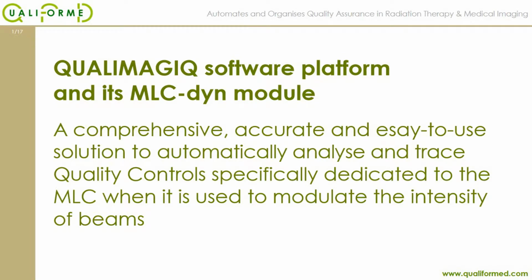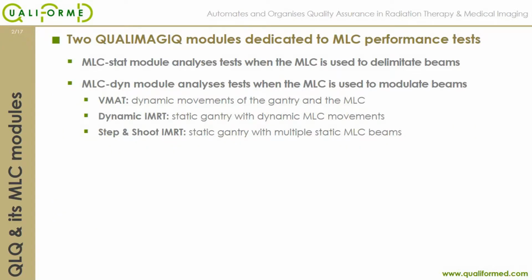QUALIFORMAT proposes two modules to control multi-leaf collimators. The first is used to control MLCs in static mode. In other words, when the MLC is used to delimitate the irradiation field.